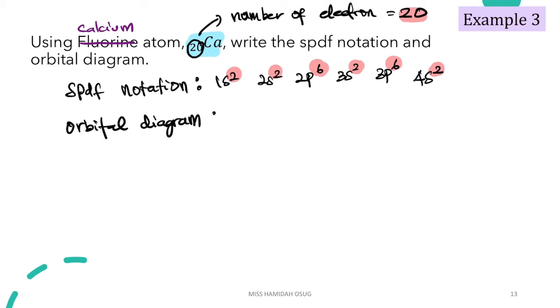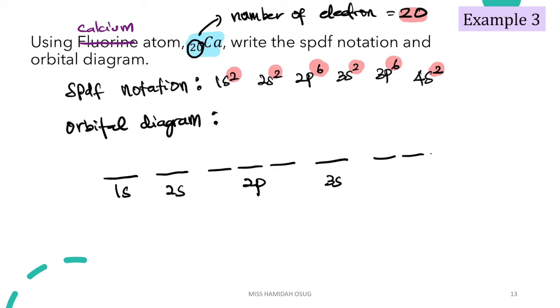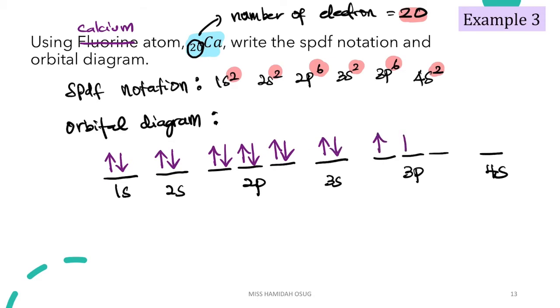So for the drawing of the orbital diagram for this question, we will use the platform's type. So we have 1s, 2s, 2p, 3s, 3p, and also 4s. So we fill in the electrons the same way, in boxes. So we fill 1s first, and then 2s, and then 2p we must fill singly, and then we pair it up, and then 3s, and then 3p is the same, we fill singly first, and then we pair it up, and then lastly 4s.